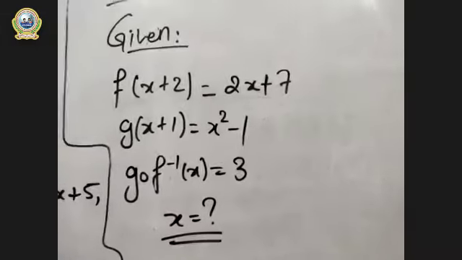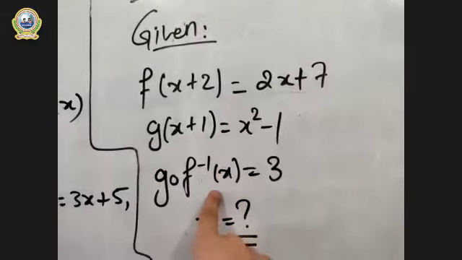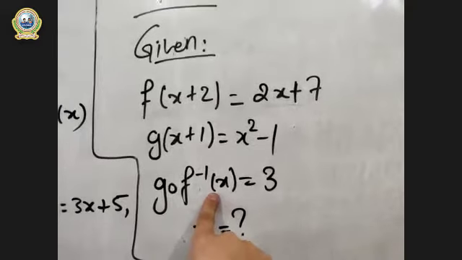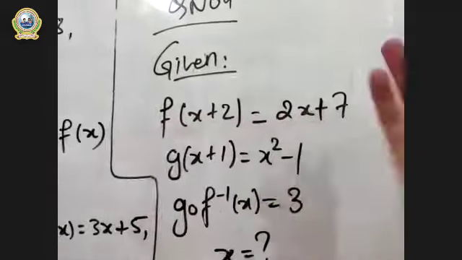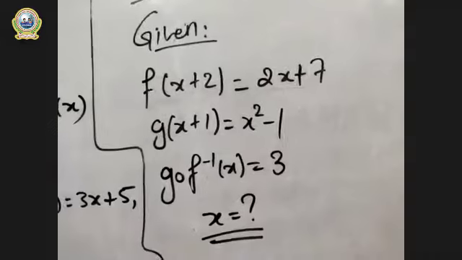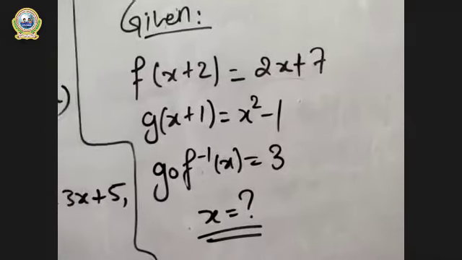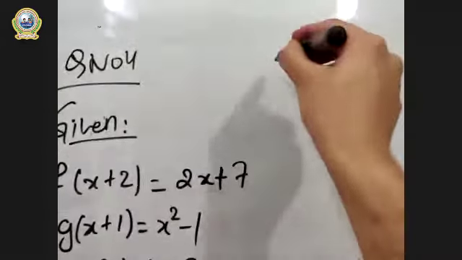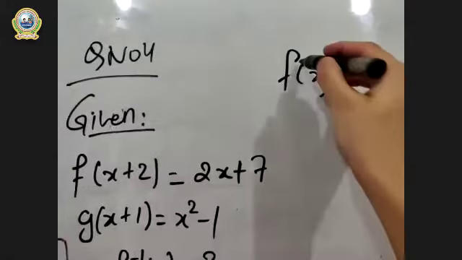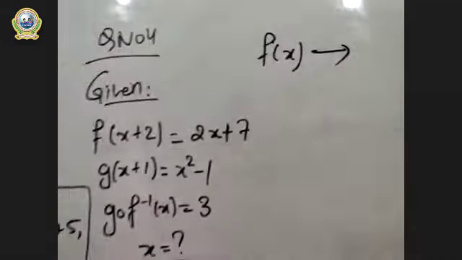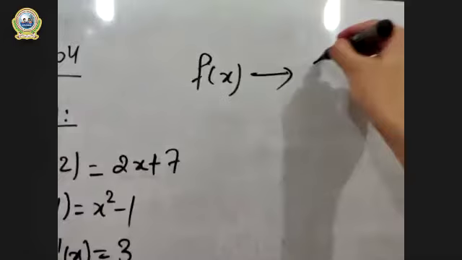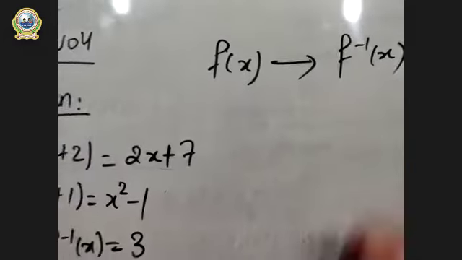So first of all, we have to find f inverse x. And for that, you need f(x). But would you have only f(x+2), right? So first of all, let me make a map for it. First of all, you need f(x), right? You need f(x) at first. And after that, you need f inverse x, right?